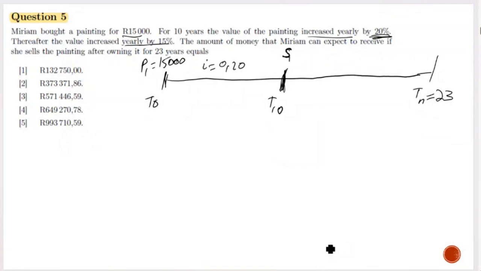And then thereafter, that means from T10 to T23. So this is T23, okay? Let me remove this. 23 minus 10, how many years in between? It is equal to 13. So for this period, that is N is equal to 13, this is N.